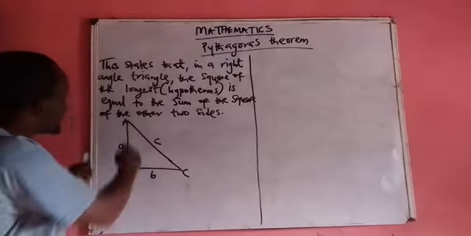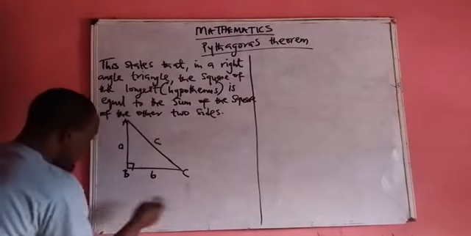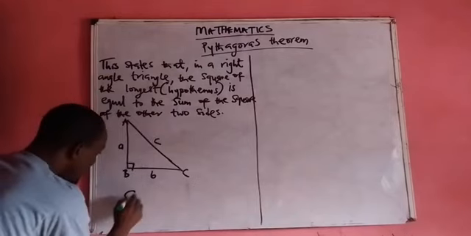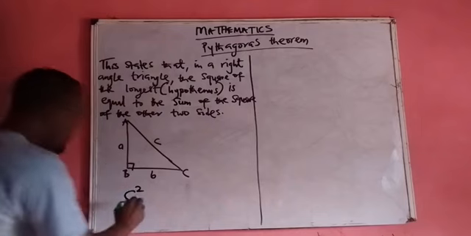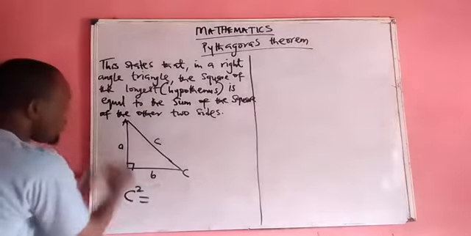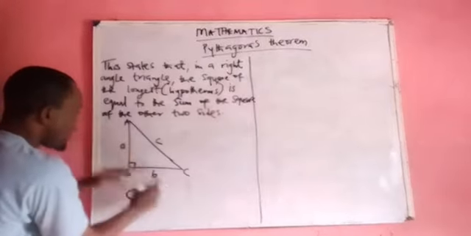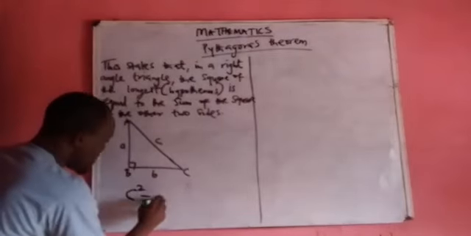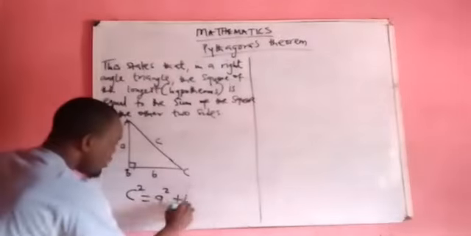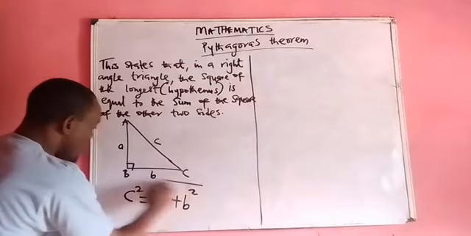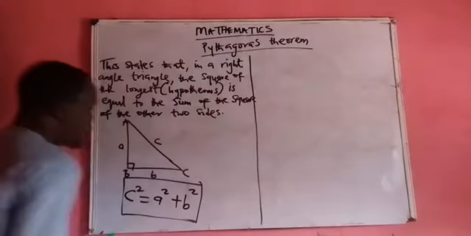That is to say, this longest side, C, this is Pythagoras theorem, C square, the square of the longest side, is equal to the sum of the squares. That is to say, we square this one and square this, then sum them together. Sum of the square of the other two sides. This is what we call the Pythagoras theorem.